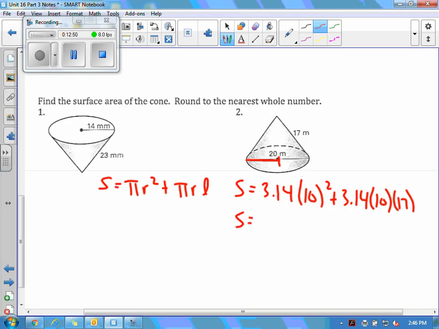3.14 times 10 squared is 314. 10 times 10 is 100 times 3.14 is 314. And then 3.14 times 10 times 17 is going to give me 533.8. When I add those together and round to the nearest whole number, I wind up with 848 meters squared.